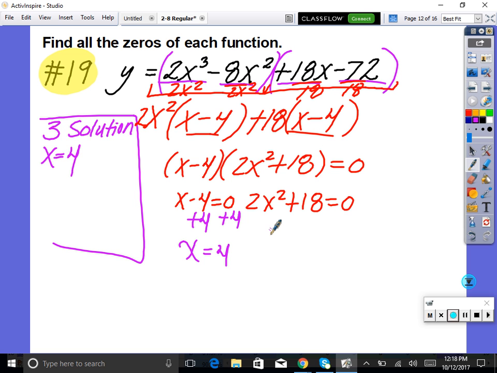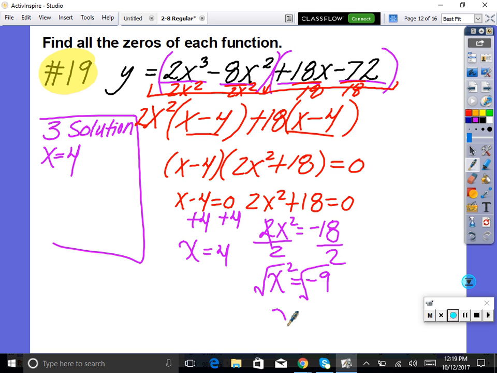Over here, what's my first step? We should be so good at this in this class by now. Subtract 18, right? Divide by 2. So we have x squared equals -9. So x is equal to? Good. Split them up. X equals 3i. X equals -3i. We found our 3 solutions. Next one.